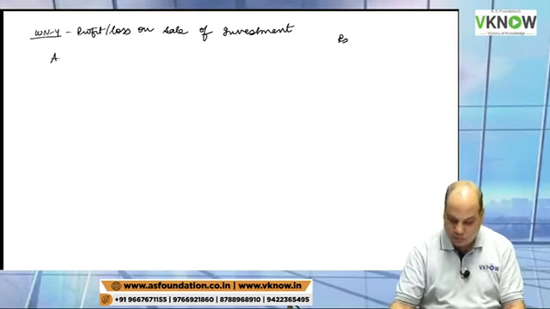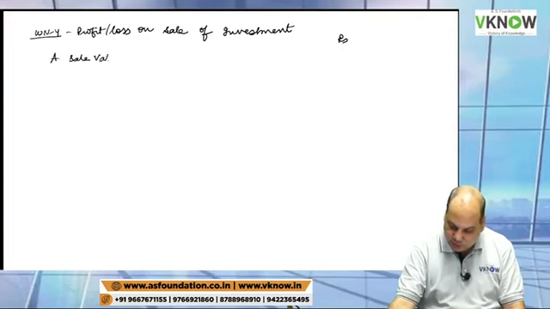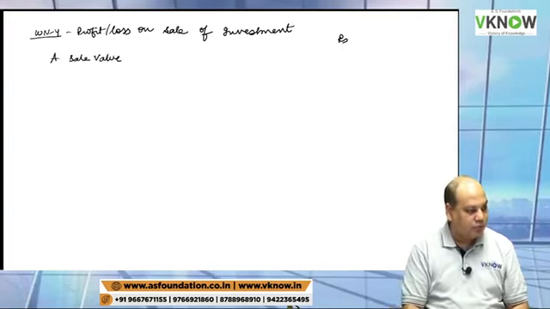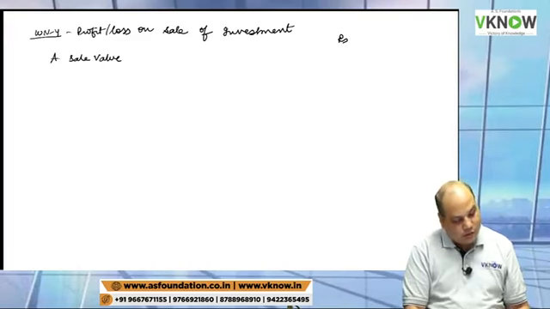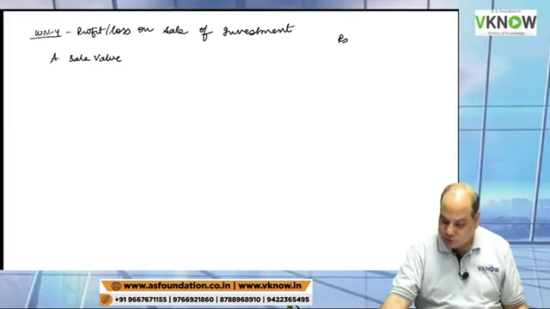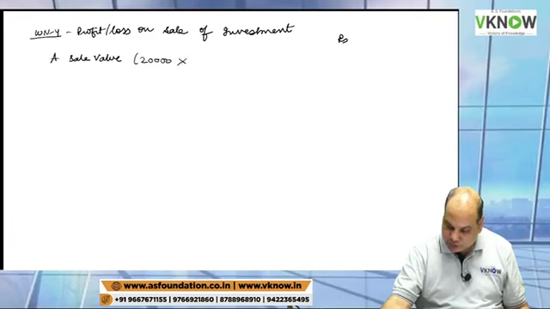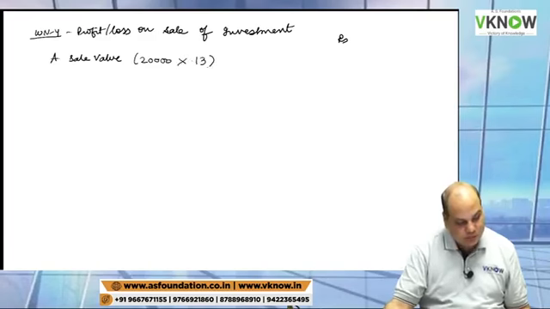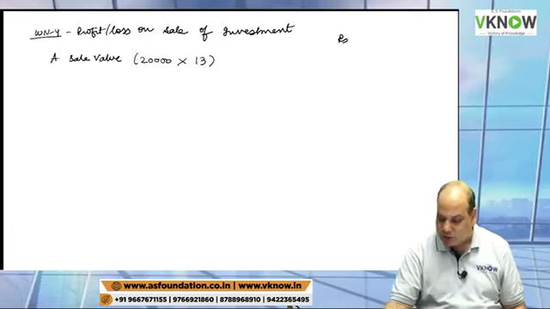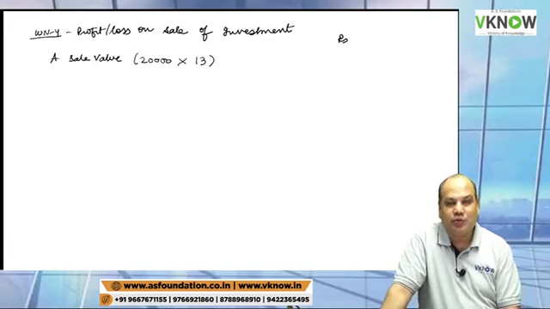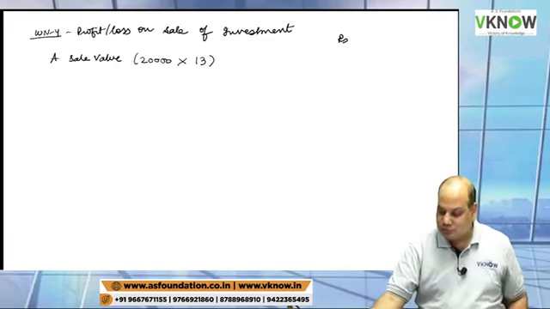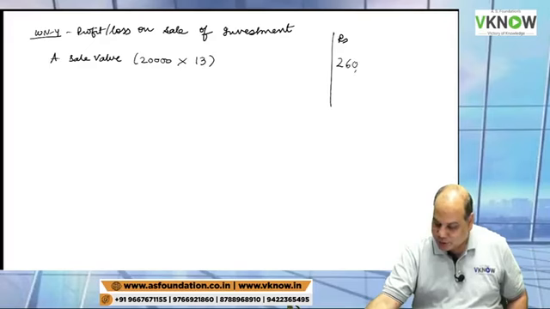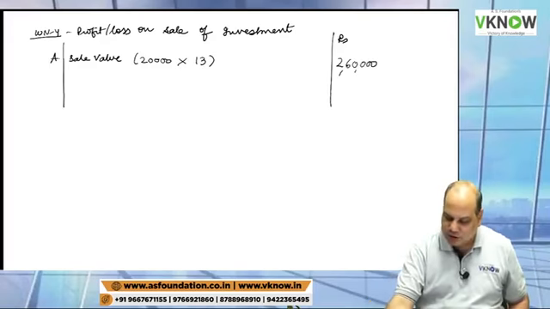First you will write down the sale value. Go to the question, point number F: on November 1st, 2010, 20,000 shares were sold at a premium of 3 rupees. So 3 rupees premium means 13 rupees is the selling price. Total sale proceeds: 20,000 into 13 is 2,60,000.